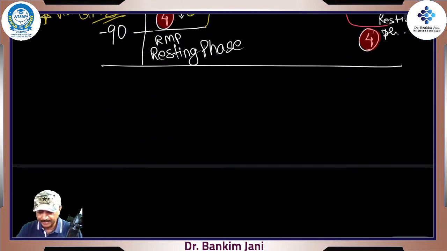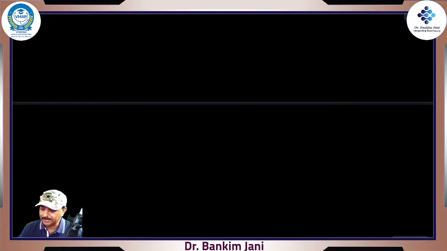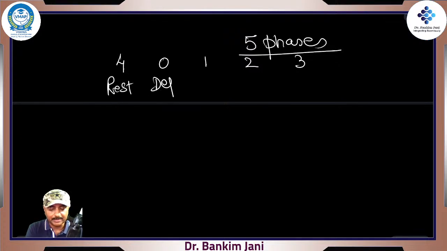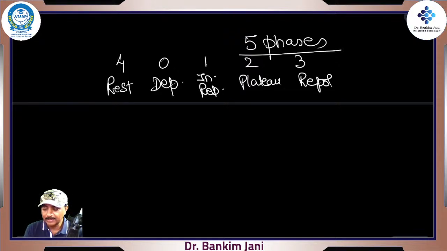Once we have understood these are the 5 phases, we started with 4, and 0, and 1, and 2, and 3, right? So this is the resting phase. The 0 was the depolarization. Then 1 was the initial repolarization. Then 2 was the plateau, and 3 was the repolarization, and then it was going back to 4, the resting phase, and the cycle keeps on repeating.